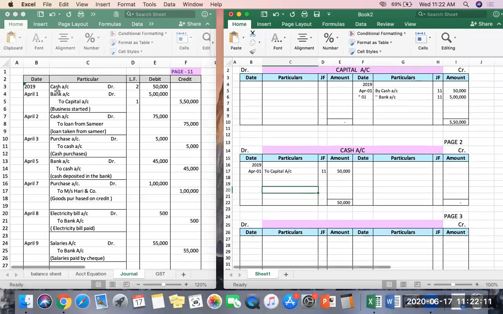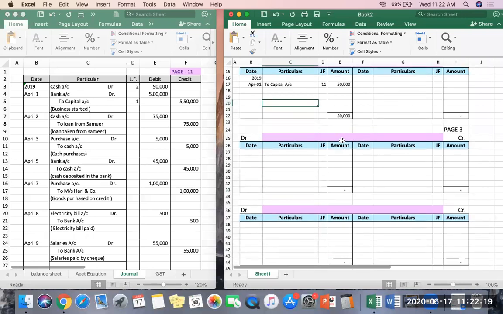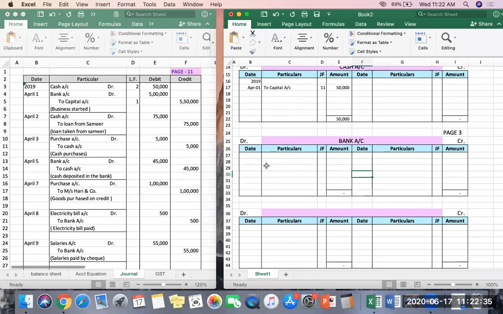Now, in this there were 3 entries, and we are still left with the bank account. So here we start with the bank account. You can write here, bank account. The format will remain the same every time, with debit and credit both sides. The left side is your debit, the right side is the credit side. This is on page number 3. Now here you see again the same thing.